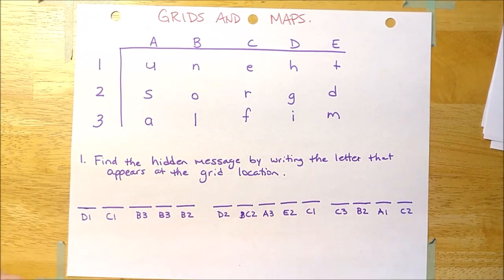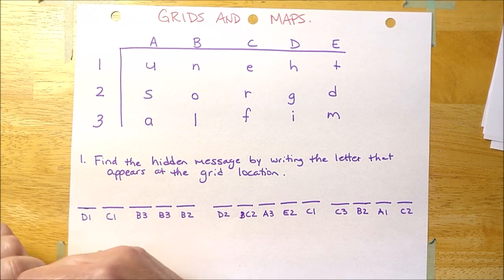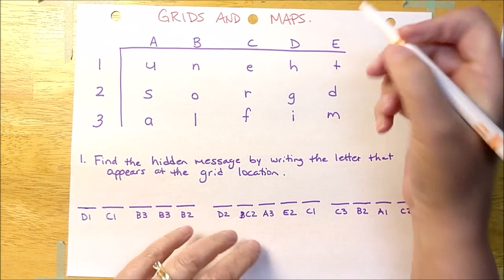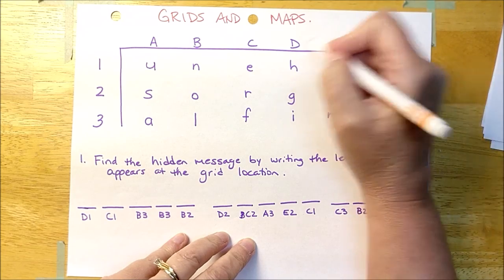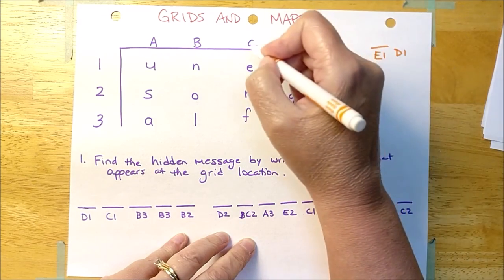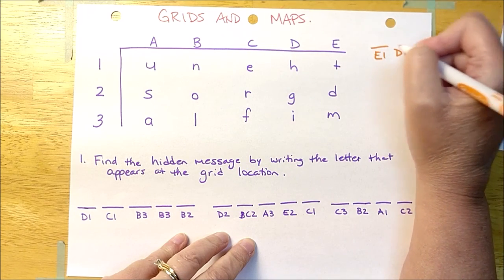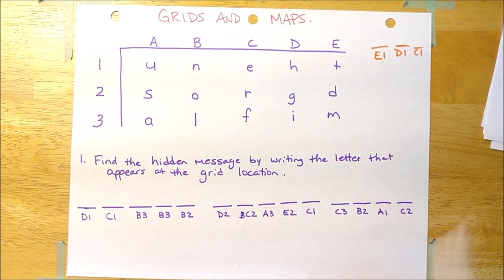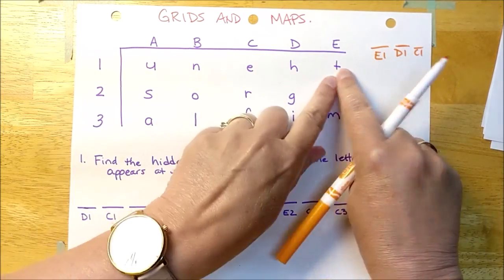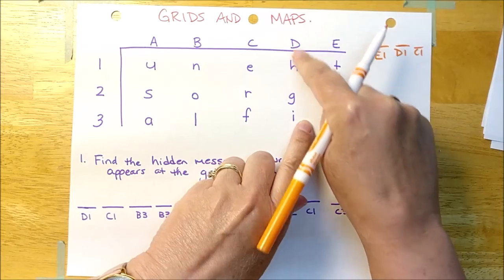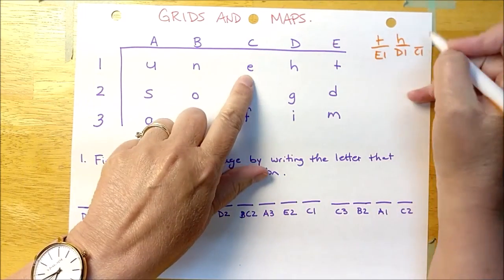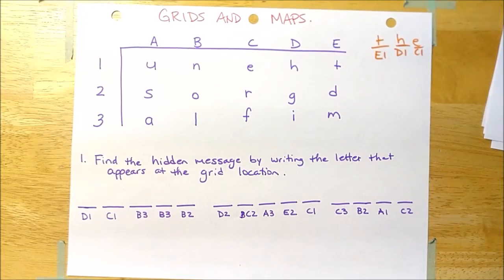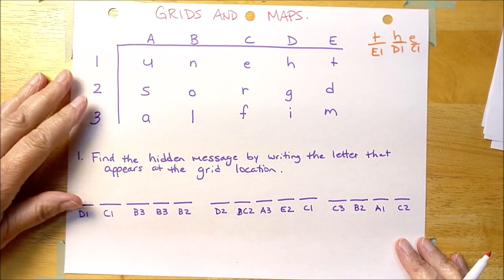So if I wanted to say the, I would write the T is in E1, the H is in D1, and the E is in C1. So I would say, okay, here's my secret message. Let's see if you can figure out what it is. So you would look, E1 is T, D1 is H, and C1 is E. And you'd say, oh, your secret message is the. So that's going to be how it works.